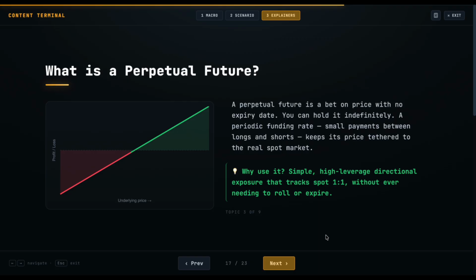Now, the reason why one would use a perpetual contract is because a perpetual contract has leverage. It's highly directional, meaning if you are right about a certain direction, whether up or down, you can make a lot of money. And you can also lose money if you're wrong. So let me give you guys an example.